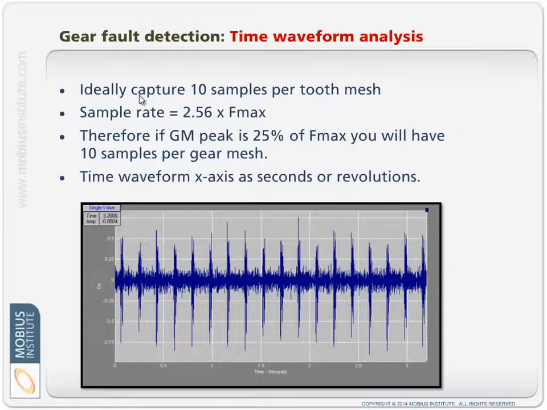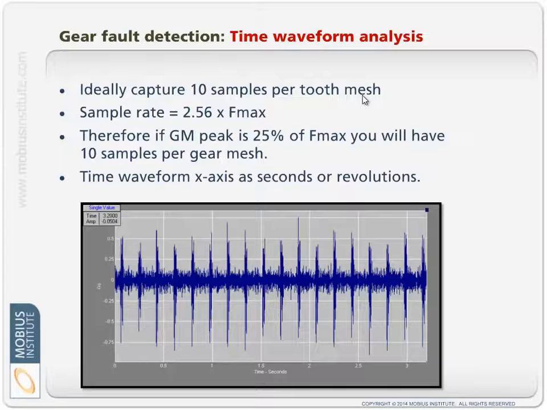So, as I mentioned before, we would ideally capture a minimum of 10 samples per tooth mesh. Now you can do all kinds of calculations in terms of what's the speed of the machine, what time does it take for a shaft to rotate, how many teeth are there, therefore what proportion of time are the teeth in mesh, and so on.